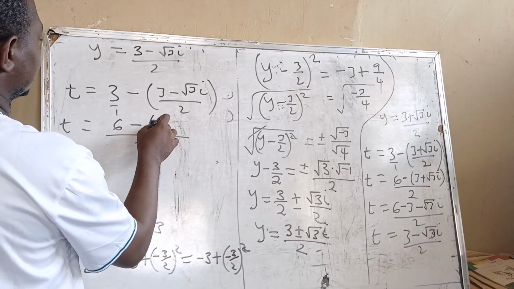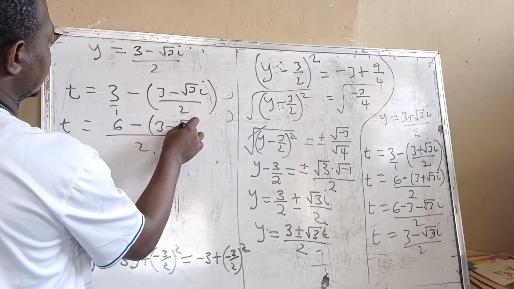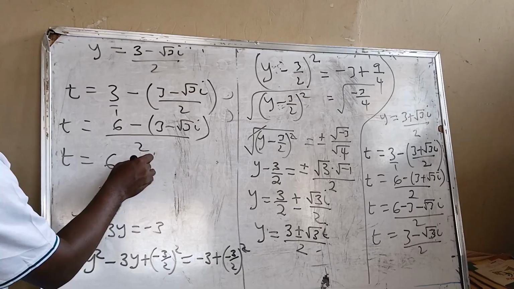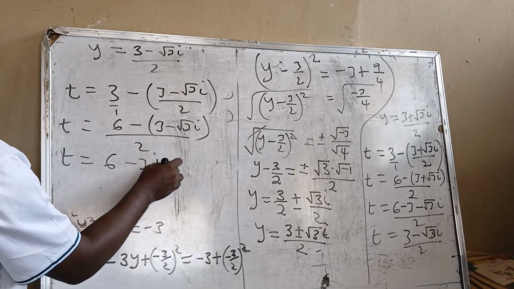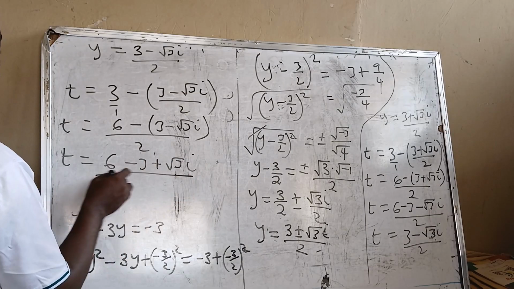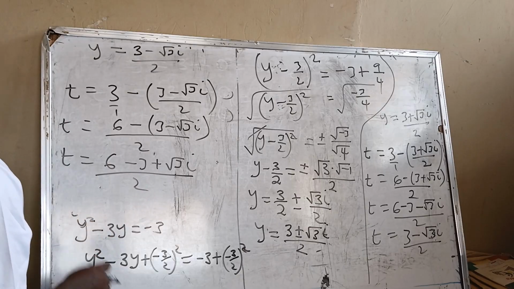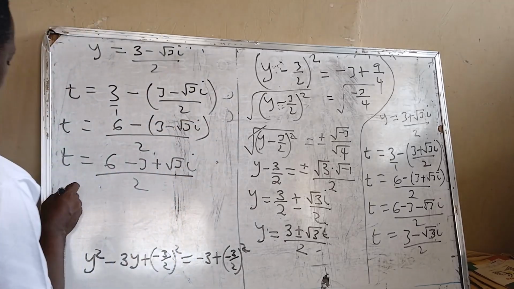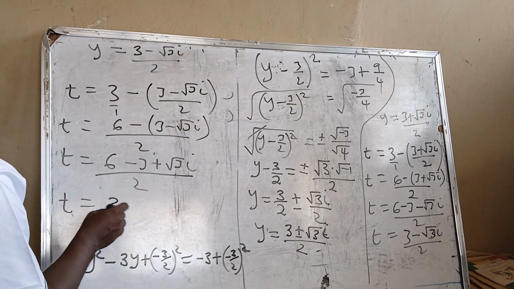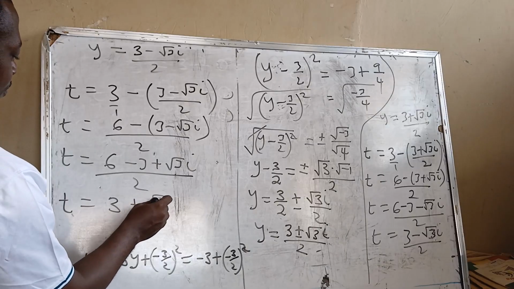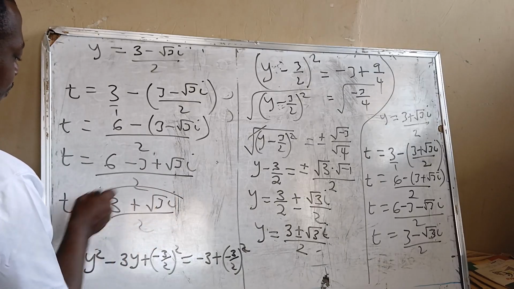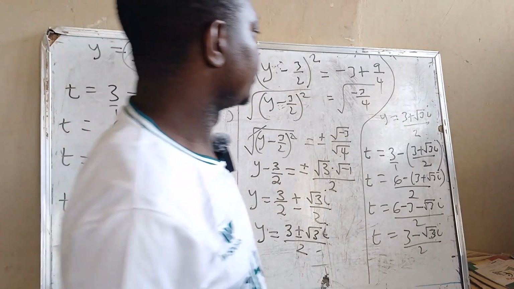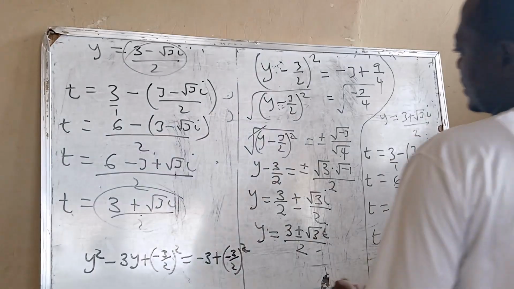The LCM will be 2, so 6 minus that. 6 minus 3 plus 3i over 2. So 6 minus 3 will be 3. As I said, it's symmetrical. So we have t equals (3 plus root 3 i) on 2. When this side is minus, this side will be plus, and when this side is minus, this side will be plus. So that's that.